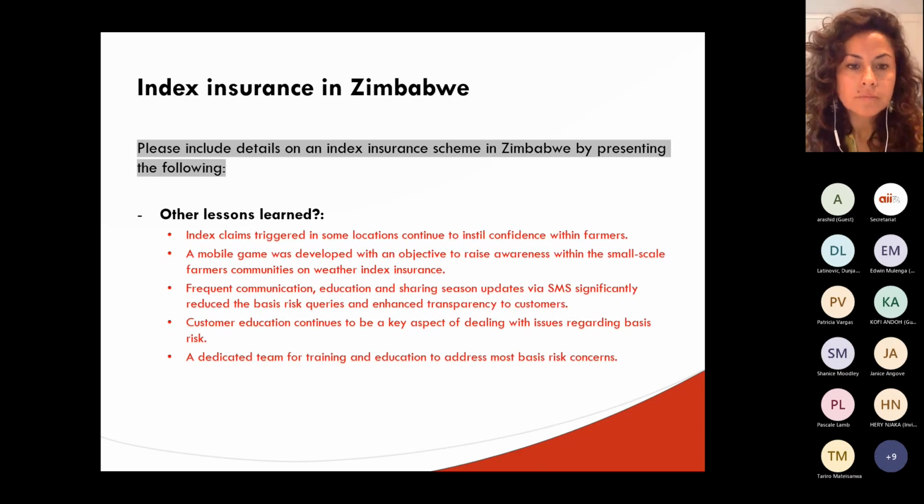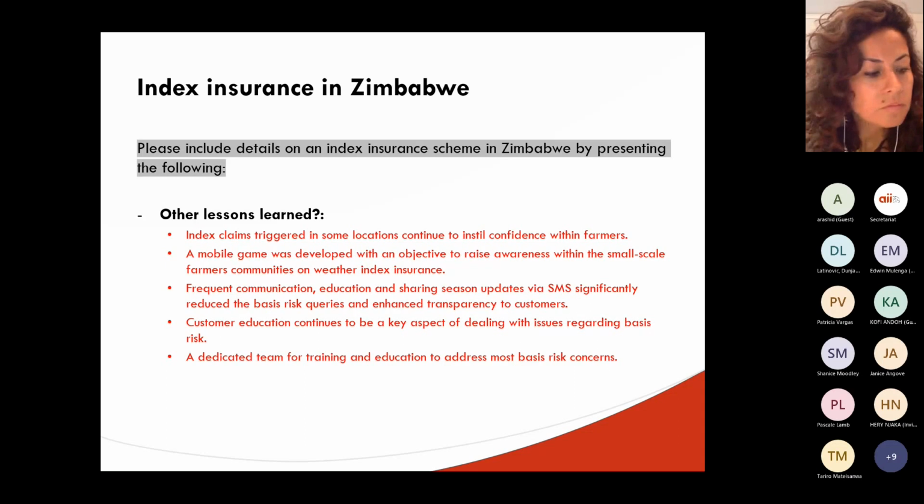Then in terms of lessons learned, the issue of confidence that I've talked about is one of the key issues, and we are doing our best to increase confidence. But of late, because farmers who have experienced losses are now being paid, some farmers are starting to realize the value of the product. Also, in terms of dissemination of information, a mobile game was developed with the objective of raising awareness of weather index insurance among small-scale farmers and communities.